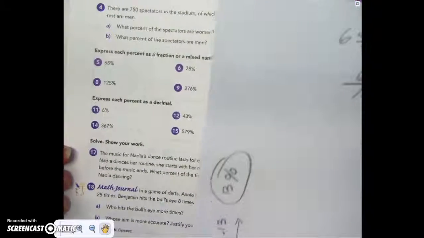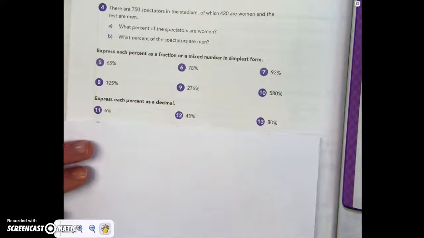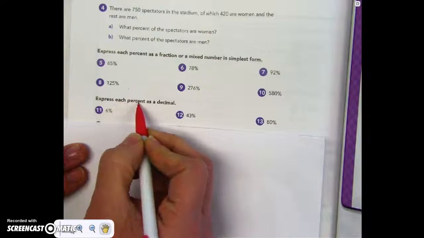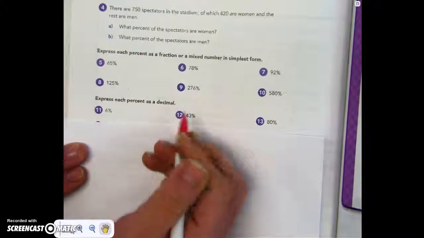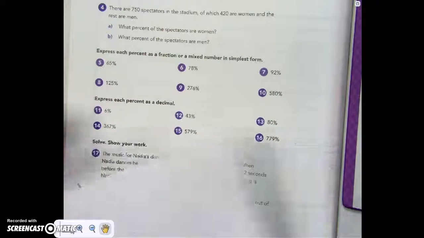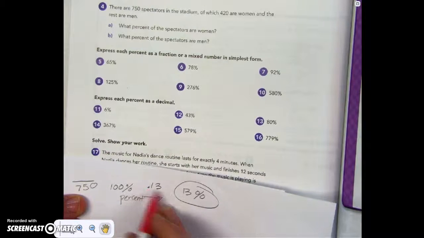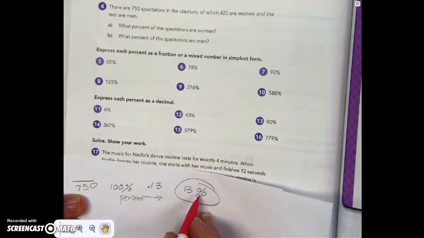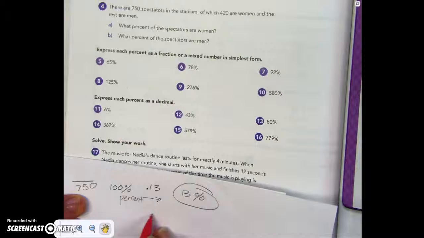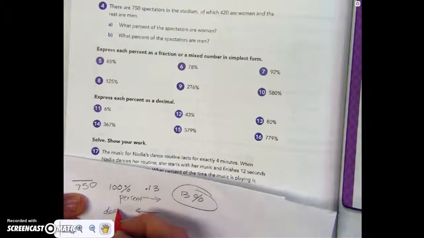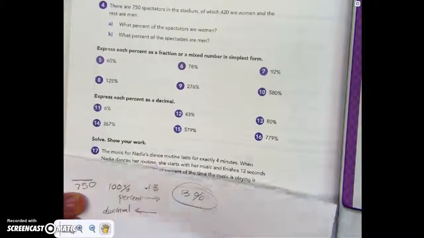All right, number 11, we'll go right down here. And number 11 is 6%, and it says write each percent as a decimal. So remember, we talked about up here when we were doing our very first one, it came out as a decimal, and we moved it 2 places to the right to get the percentage. Now we're just going to do the opposite. It is a percentage, and we're going to move it 2 places to the left to make a decimal.